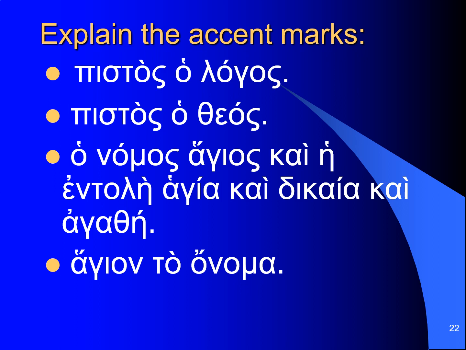In the next sentence, pistos is accented the same way as in the first sentence, and for the same reason. Theos is also a nominal, and it likes the accent on the ultima. It stays an acute accent because even though it's on the ultima, it's followed by a punctuation mark.